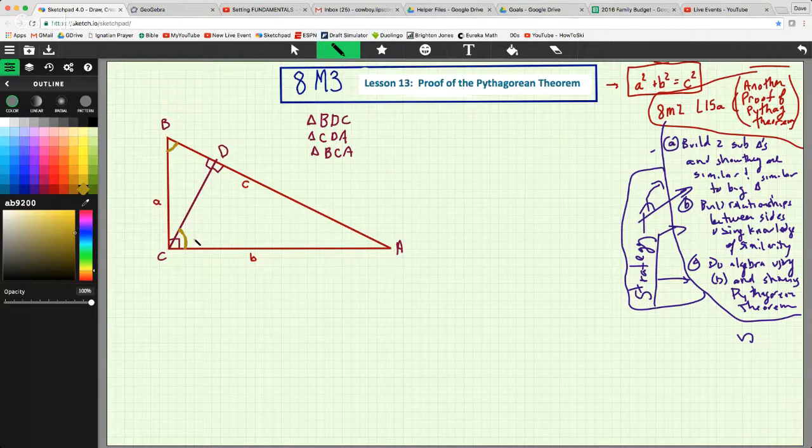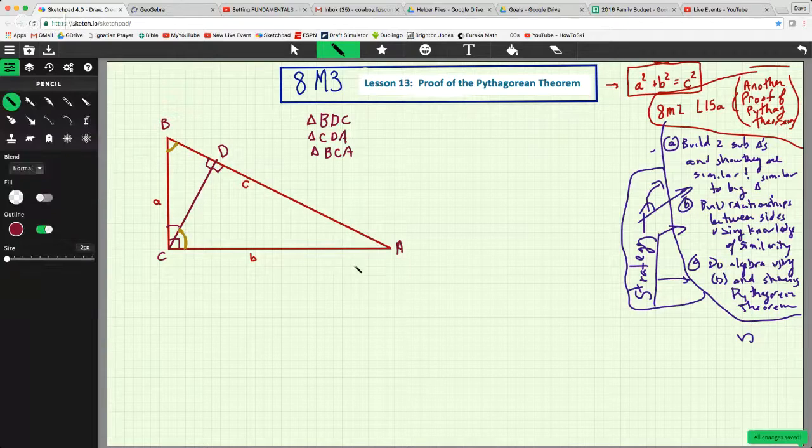Okay. What can we say now? Well, if we know that these two angles are the same, we actually can also show that these two angles must be the same. Let's hold on a second and see why that must be true.